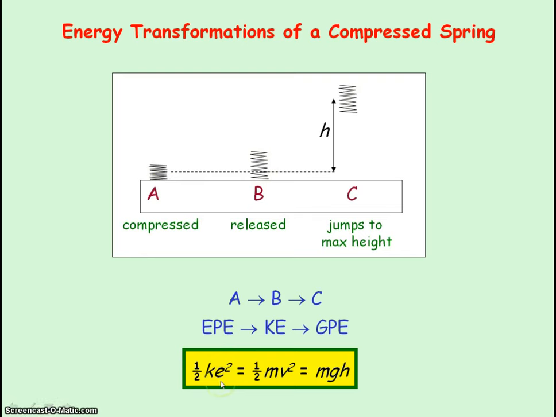If we were to double the compression of the spring, because of the e squared term we will have 2 squared, that is 4 times the elastic potential energy, so 4 times the kinetic energy, and so 4 times the gravitational potential energy. So the maximum height the spring jumps to will increase by a factor of 4.